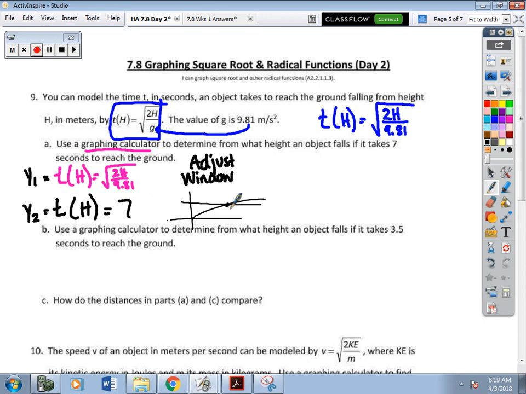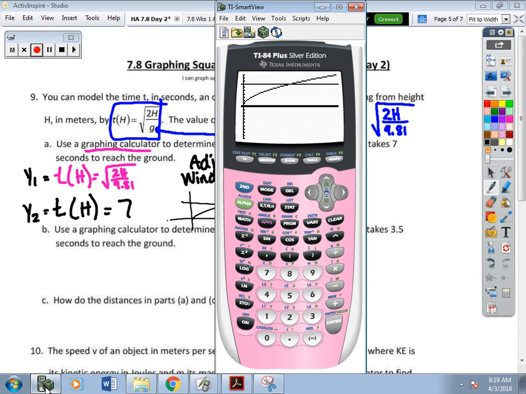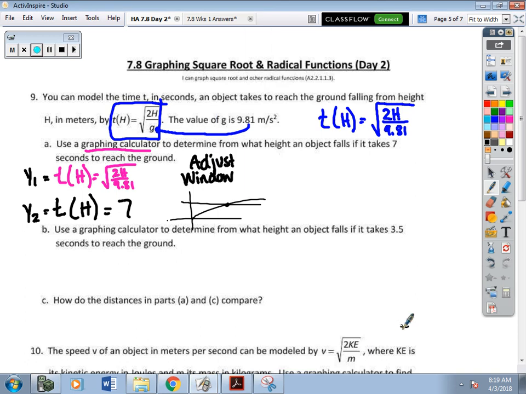Who remembers how to get the intersection? Caleb? Second trace. Intersect. Remember, it asks you a couple questions. It says first curve. It doesn't matter what curve you're on. Just hit enter. It'll jump to the other curve. Hit enter. And then go guess as close as you can to the intersection point. And we will get approximately 240 meters. The time is 7. So that's our answer.